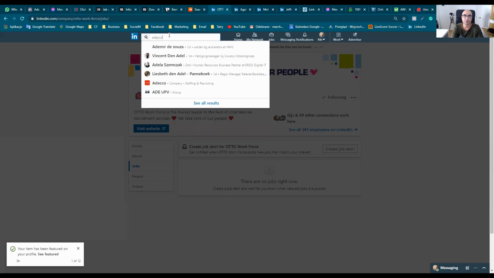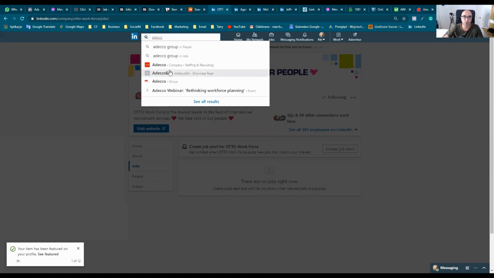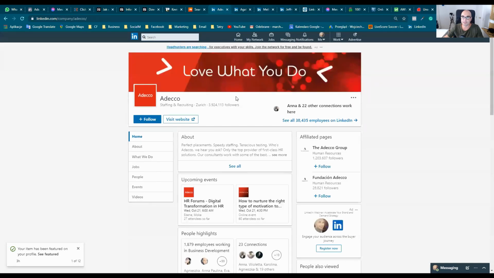You can find Adecco, and Adecco is also a holding, so they have many different pages. Look how many followers they have, almost 4 million. And why? Because Adecco is not just one office. There are multiple offices around the world, and you could have been an owner of Adecco, because it is a franchise as well. A franchise is a business model where you can open your own McDonald's if you want. It's also a franchise company.